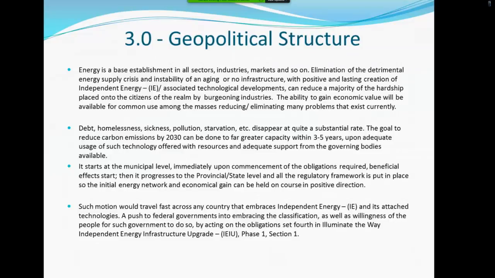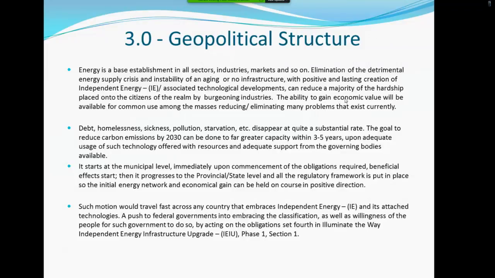Energy is a base establishment in all sectors, industries, markets, and so on. Elimination of the detrimental energy supply crisis, and instability of an aging or no infrastructure, with positive and lasting creation of independent energy and associated technological developments, can reduce the majority of the hardship placed onto the citizens of the realm by the burgeoning industries. Yes, absolutely. Hundreds of years of burgeoning industries. The ability to gain economic value will be available for common use among the masses, reducing or eliminating many problems that exist currently. Absolutely. Independent energy and the utilization of the associated technological trees and the associated tech 4 principles, then yes, it's the power supply needed to supply any of these existential developments.